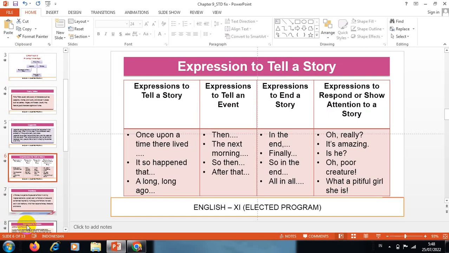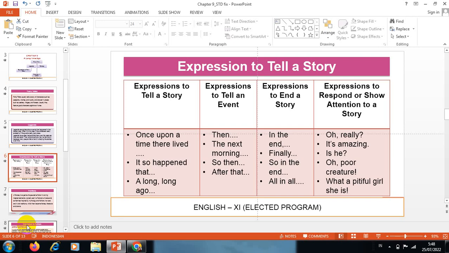The expressions that can be used to tell a story. Once upon a time there lived a very handsome man named Batara Guru Sahala. That's an example. Or you can use "it so happened that long ago", and then expressions to tell an event: then, the next morning, so then, after that. While expressions that can be used to end a story: in the end, finally, all in all, to sum up. Jadi maksudnya untuk meringkas.